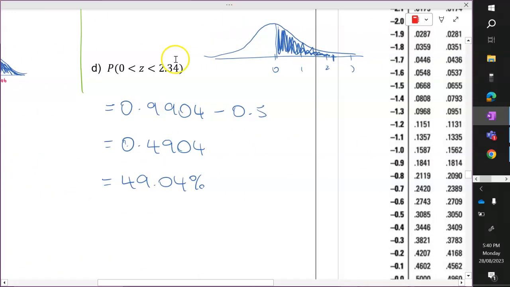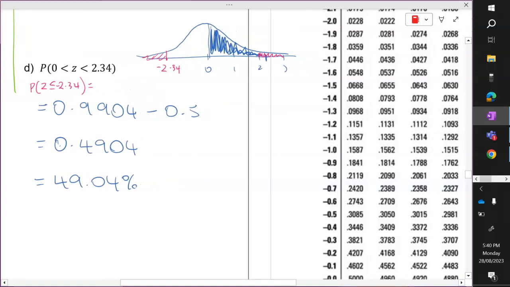Okay, next one. The probability that our Z is between 0 and 2.34. Well, we know that from 0 upwards all the way to the end is going to be 0.5. So if we work out what is going to be bigger than 2.34, and we take away our 0.5, we're going to get our answer. But I'm going to think of it as, well, this part up here is going to be mirrored by the minus 2.34 down here.